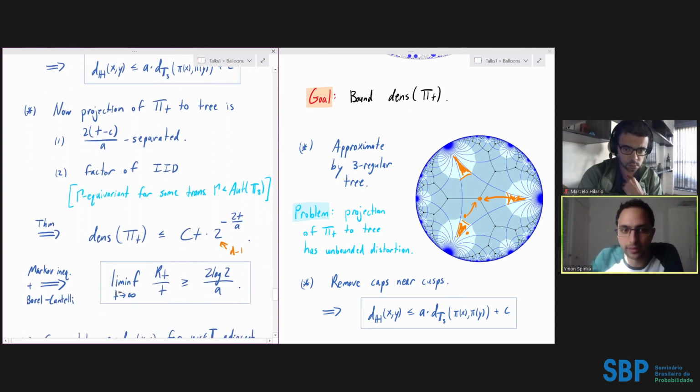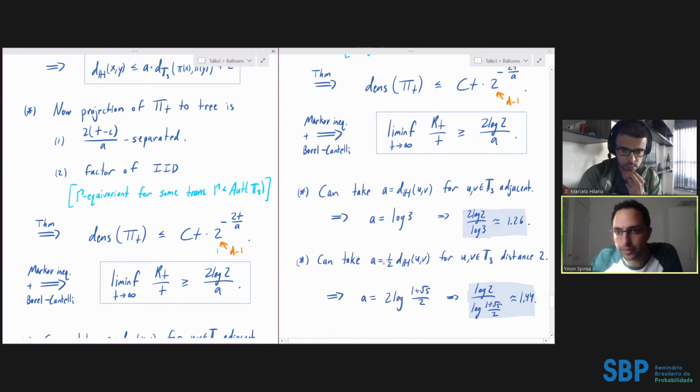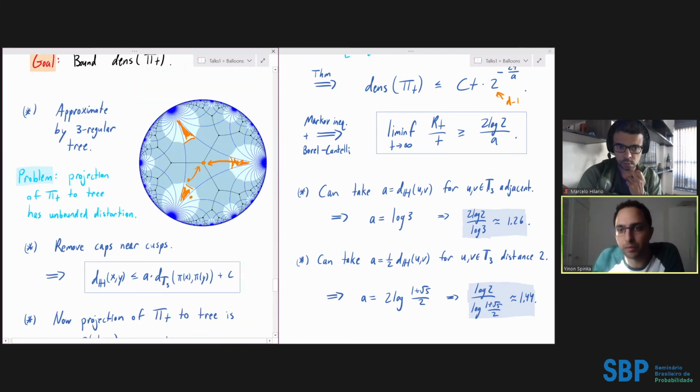And now we just do the same thing we did before. We use Markov's inequality plus Borel-Cantelli. This tells us that the lim inf of RT over T is at least 2 log 2 over A. This is coming from the constants appearing here. And then it just remains to say what this A is. And this is just a computation. Maybe let me come back to this. This is a hyperbolic computation.